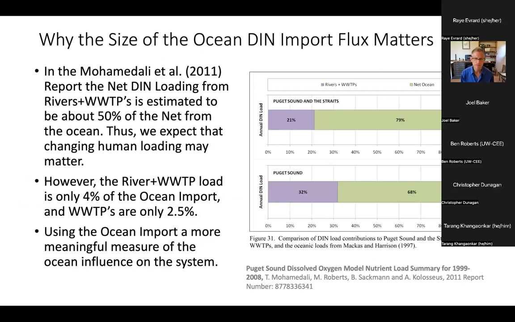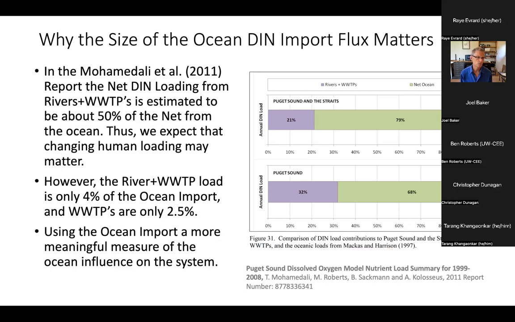Back in the 2011 report by Muhammad Ali et al., they made calculations of the net ocean inflow, comparing it to rivers and wastewater treatment plants. But what they used in that case was the net, the difference between the inflow and outflow, actually using rather old estimates from the Mackus and Harrison 1997 paper. And found that by this measure, the rivers and wastewater treatment plants were potentially quite important, 50% or half as big as the ocean.